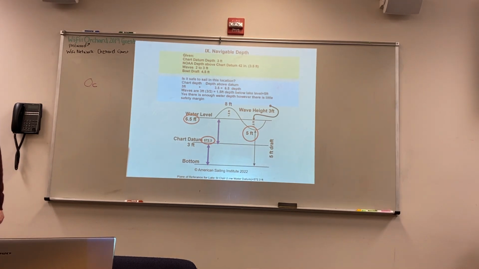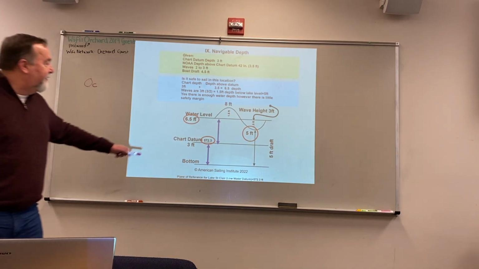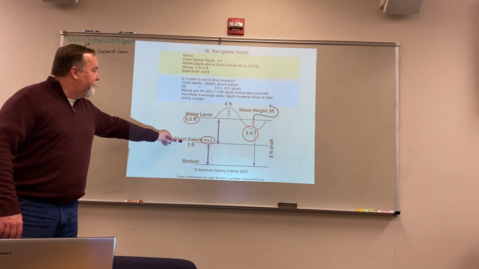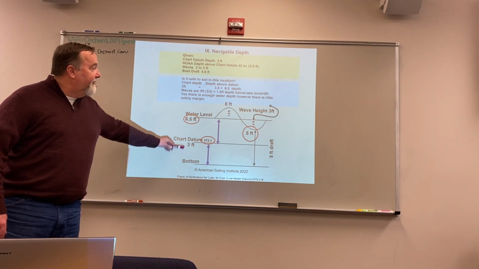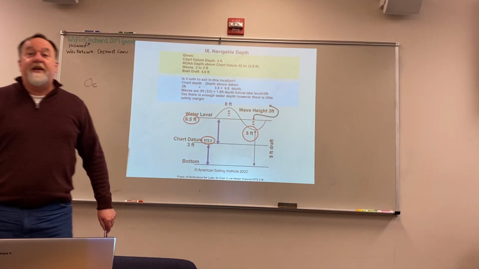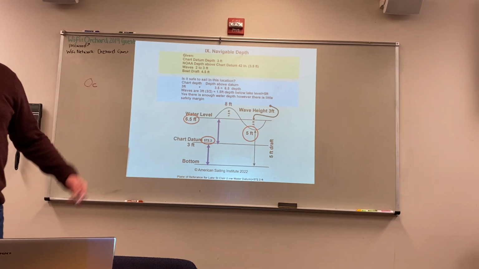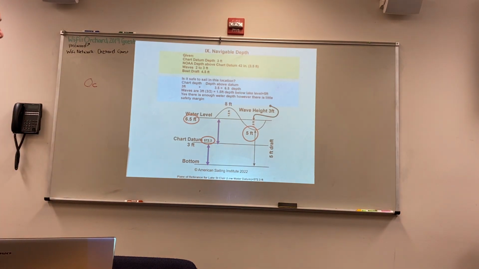Okay? Pretty simple math, but the point here is remember that you're going to have more water or less water than what your chart says, and depending on your wave action, you may have even less than that. That's the point, right? All right. And if you've got 3 foot waves, you may have 4 foot waves.